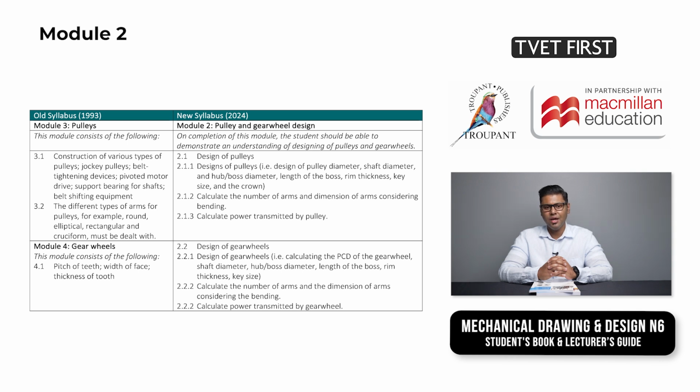Students learn how to design pulleys and gear wheels. Students will learn to design various aspects of pulleys, such as pulley diameter, shaft diameter, hub dimensions, rim thickness, and key size. They will also learn to calculate the number and dimensions of arms and the power transmitted by the pulley. Similarly, they will design gear wheels by calculating the pitch circle diameter, or PCD, shaft and hub dimensions, number of arms, and power transmission.